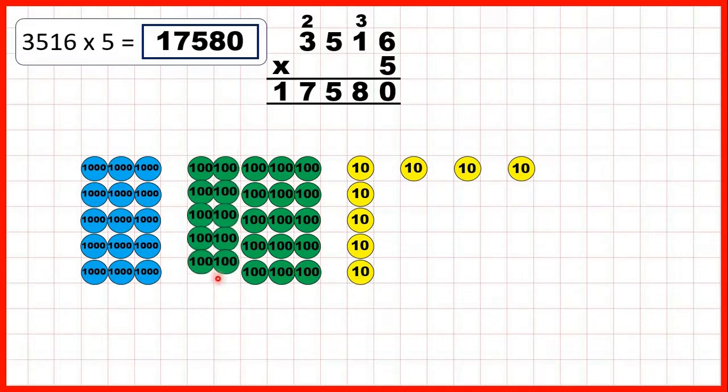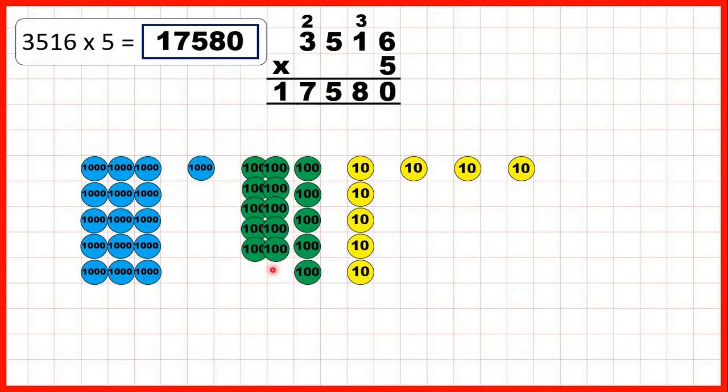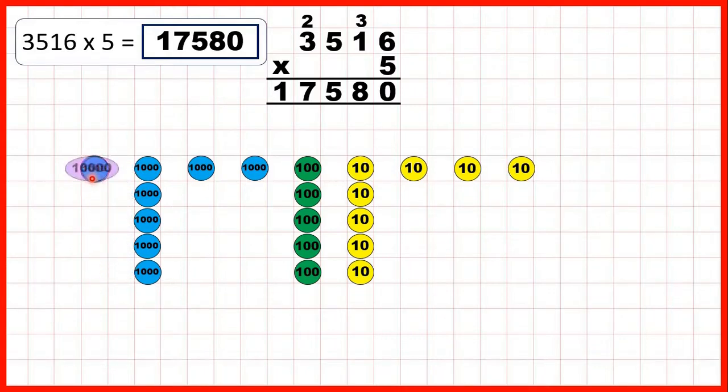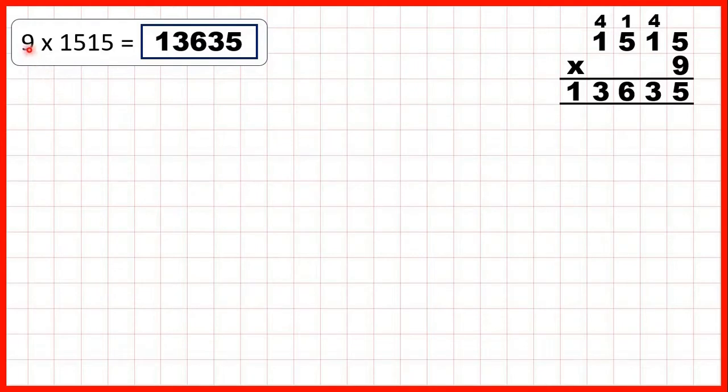But now we can regroup some of our hundreds into thousands. So instead of having 25 hundreds, we have 2 thousands and 5 hundreds. And we can regroup 10 of these thousands into 1 ten thousand. So now we have 1 ten thousand, 7 thousands, 5 hundreds, and 8 tens, and 0 ones. So that's why our answer is 17,580.